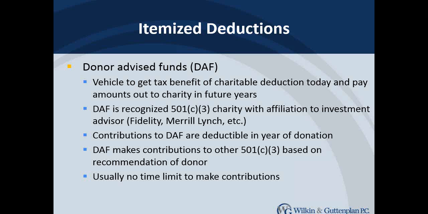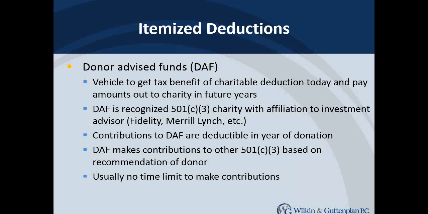You actually make the contribution into the donor-advised fund. It's your specific funds, set aside in an account for you. And you get a tax deduction in the year that you actually make the contribution to the donor-advised fund. The donor-advised fund then takes those proceeds and invests them. And as you want to fulfill your charitable obligations, you have the donor-advised fund write the check to the American Cancer Society, Red Cross, whatever particular organizations you prefer.